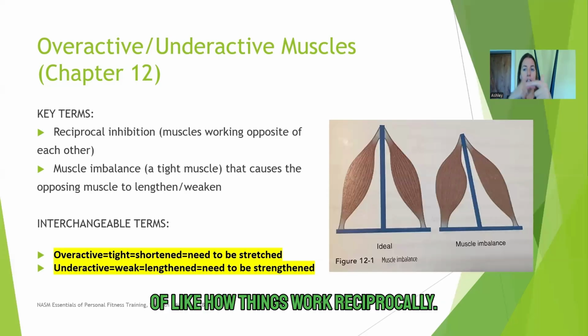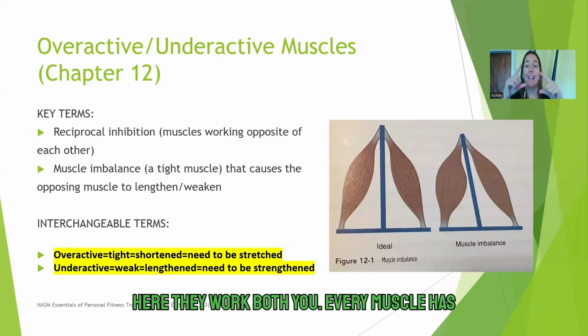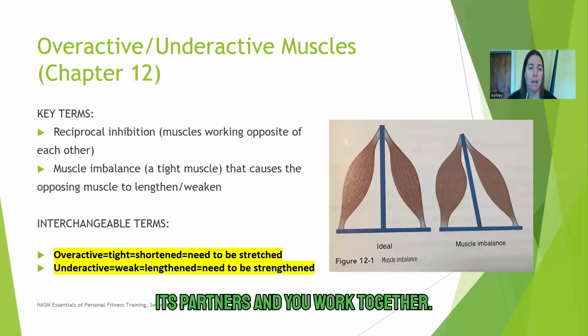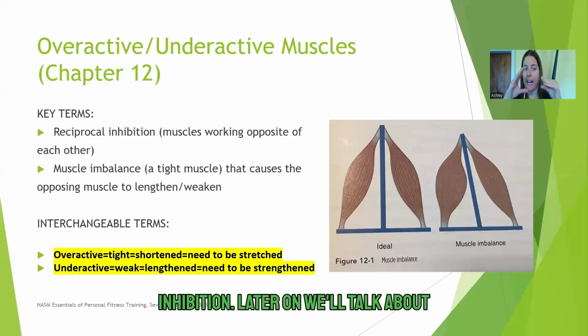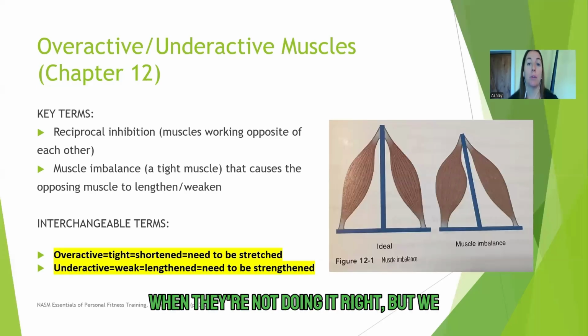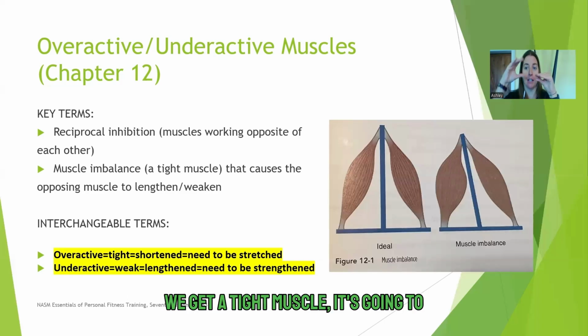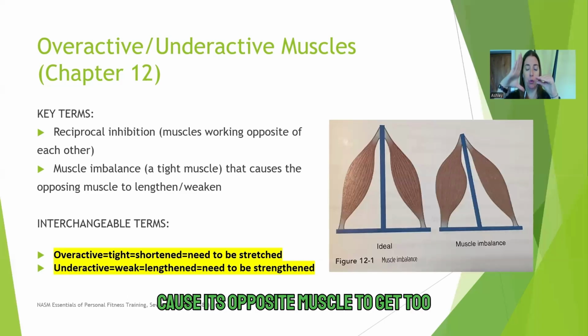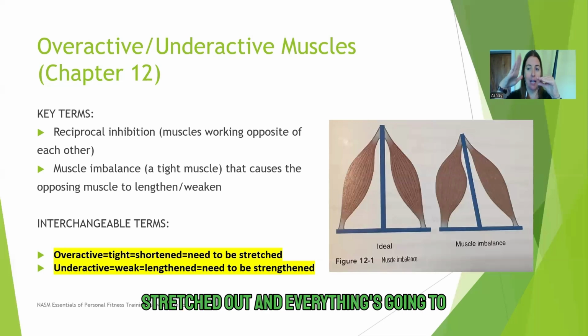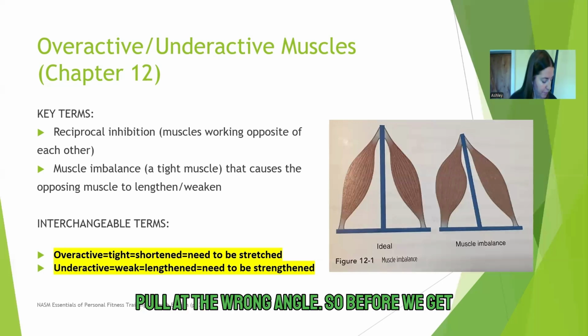So when you think of how things work reciprocally, they work together. For good or for bad here, they work both. Every muscle has its partners and you work together. So just them doing that is reciprocal inhibition. Later on, we'll talk about when they're not doing it right, but we want to know the two things. So we have muscles work opposite of each other. When we get a tight muscle, it's going to cause its opposite muscle to get too stretched out and everything's going to pull at the wrong end.